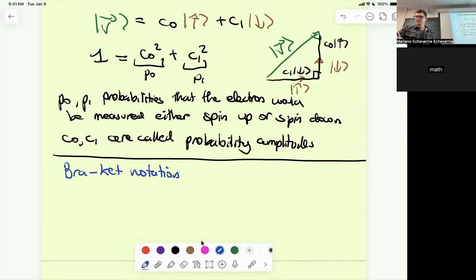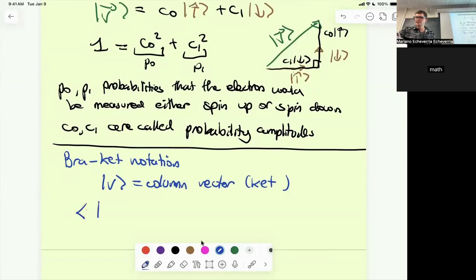If I write something like this, I mean a column vector. This is called a ket. If I write something like this, I mean a row vector. And in this case, because I'm working over the real numbers, I'll think of this as just the transpose of the column vector.